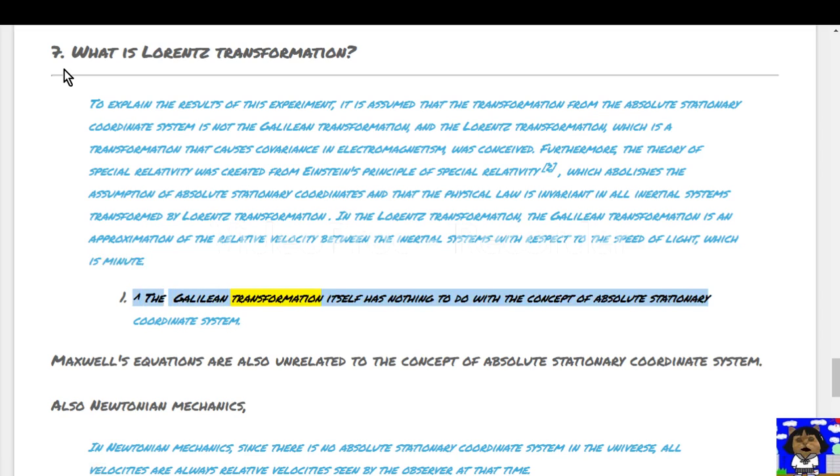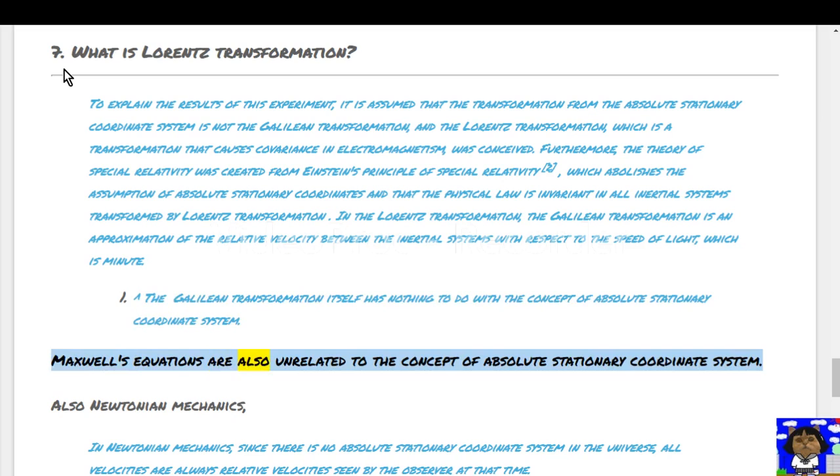The Galilean transformation itself has nothing to do with the concept of absolute stationary coordinate system. Maxwell's equations are also unrelated to the concept of absolute stationary coordinate system. Also Newtonian mechanics.